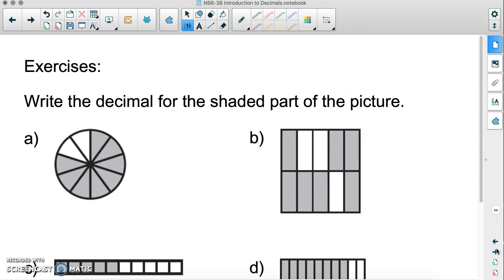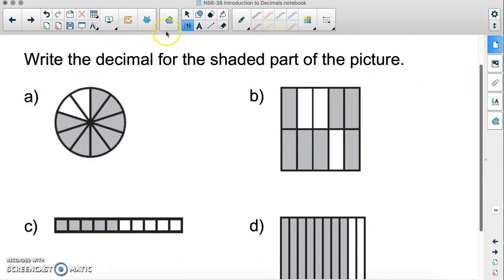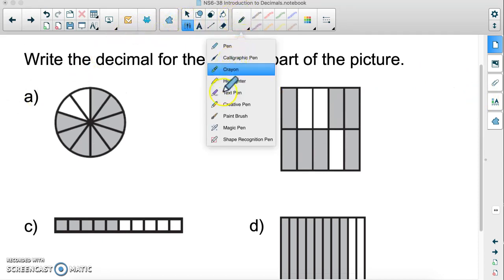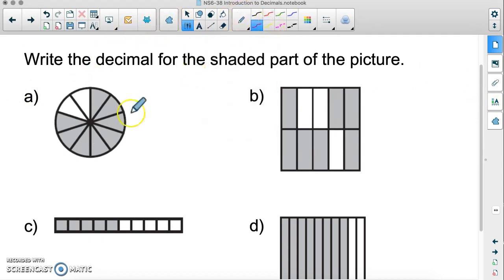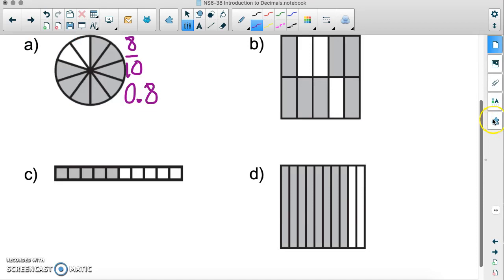Now you're going to go the other way that we just did. Write the decimal for the shaded part of the picture. All of these pictures are going to be out of 10. If we look at A together before you begin, we know that this would be 8 over 10 as a fraction. What would this be as a decimal? Well, it would be 0.8 because 8 out of the 10 parts are shaded. Now I want you to write the decimal for B, C, and D, and then you're going to resume your screencast.